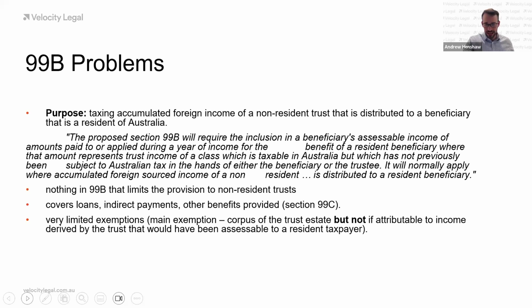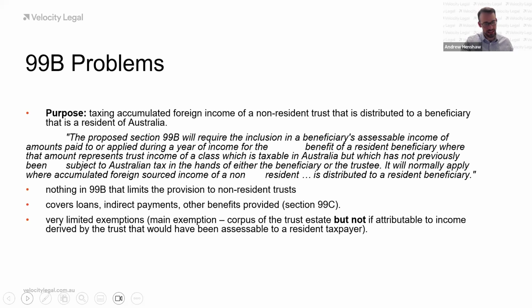There are really limited exemptions to this. The main exemption is that the amount needs to be corpus of the trust. Not only does it need to be corpus, but it needs to not be attributable to something that would be income if it was derived by an Australian resident. So it's not enough that it's corpus. It also needs to not be something that would have been income if the trust was Australian.